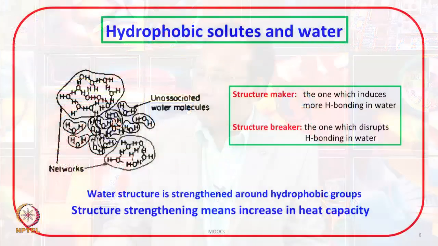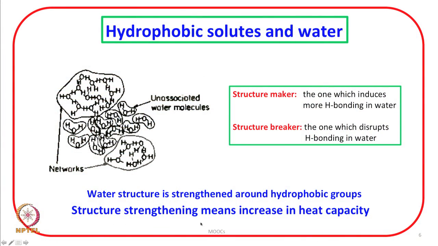So, let us take a look at the comments further. Structure strengthening means increase in heat capacity, and that is what I just discussed. So, recalling what is structure maker and what is structure breaker. Structure maker is the one which will shift the equilibrium towards hydrogen bonded network, and structure breaker is the one which will shift the equilibrium towards monomeric water molecules.